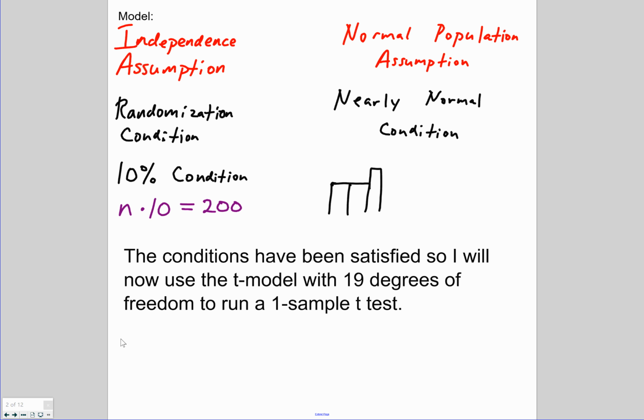Okay, now we're ready to transition to what part of the test? The mechanics. And this is what most students think is the math. So I want you to go back to your calculator. Turn your calculator back on. You should have everything in one of your lists, all 20.